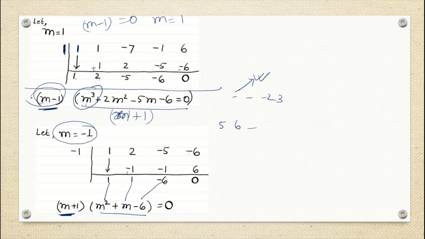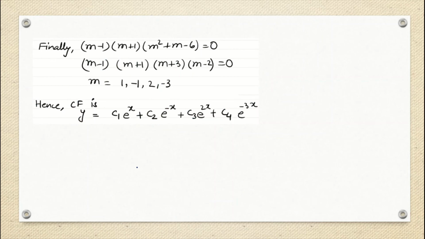One is m minus 1, which we had got. Now we are getting 1 plus m, that means m plus 1, and the third is this one. So this we can easily factorize, right? 6 is 3 into 2, so plus 3 minus 2 here. So you will get this factorization. So finally the differential equation is nothing but m minus 1, m plus 1, m plus 3, m minus 2 equals 0.